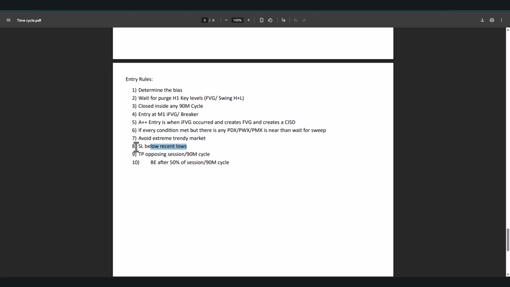SL below the recent lows, TP opposing session or opposing 90-minute cycle. Break even after 50% of the session or 90-minute cycle range. So that was my TCM model. Let's brief it again shortly.